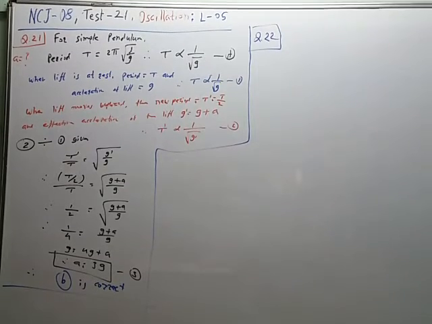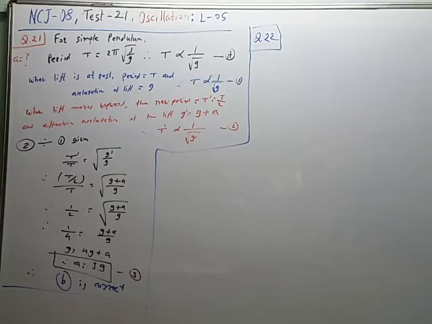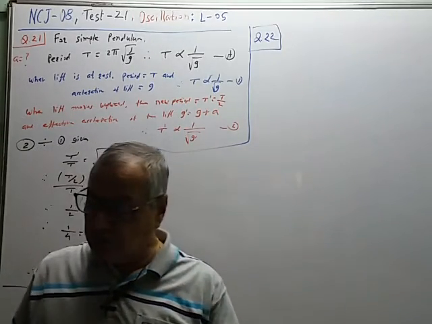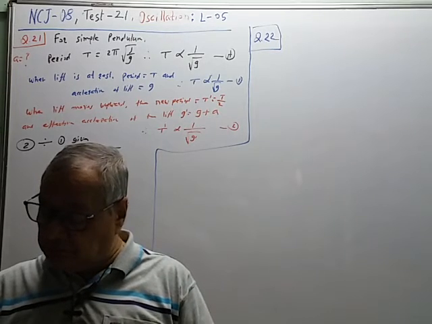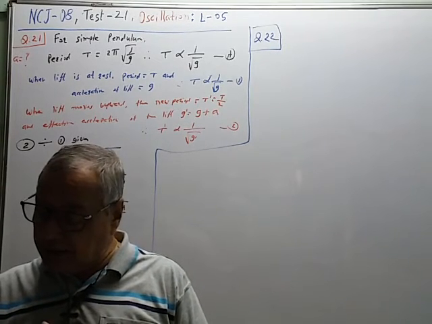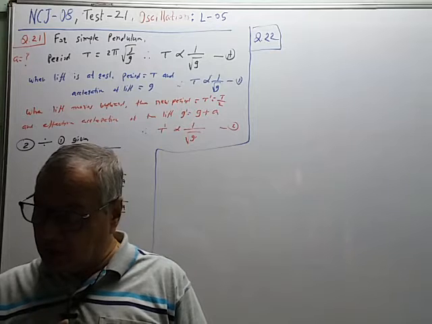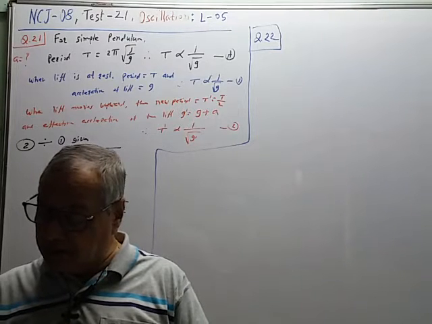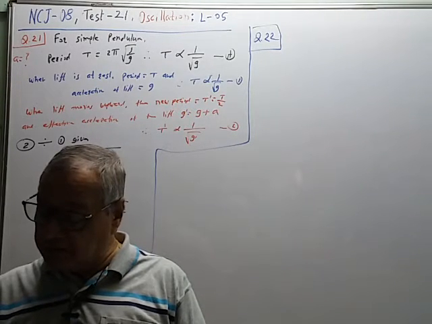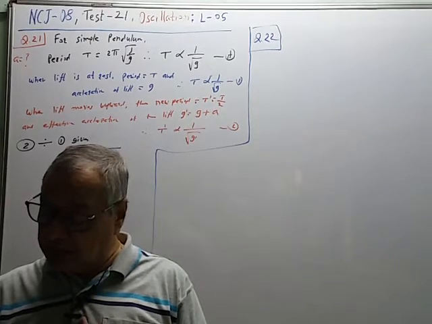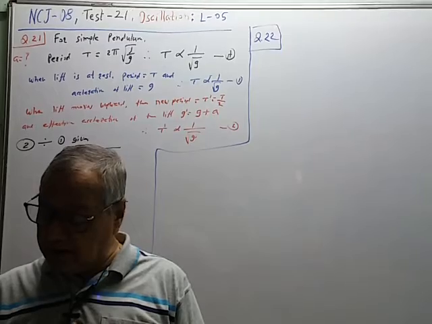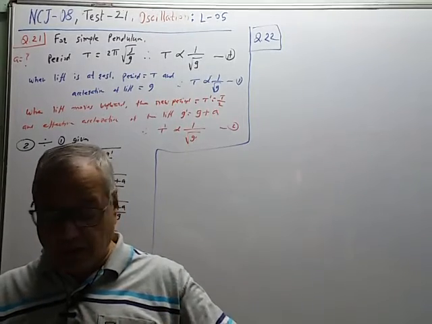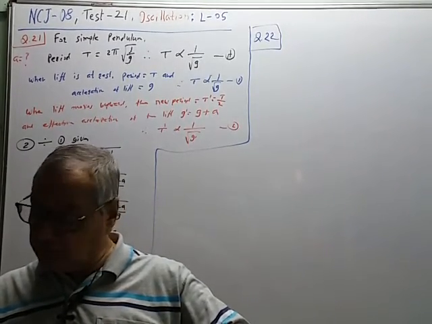Now let us see the next problem, question number 22. So I will read the problem. A point mass small m is suspended at the end of a massless wire of length capital L and cross sectional area capital A. If Y is the Young's modulus for the wire, then the frequency of oscillation for the SHM along the vertical line is given by. Apply frequency theory.